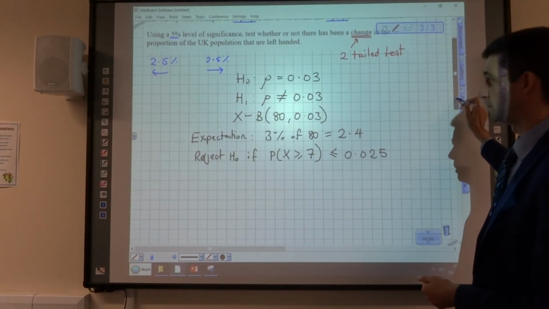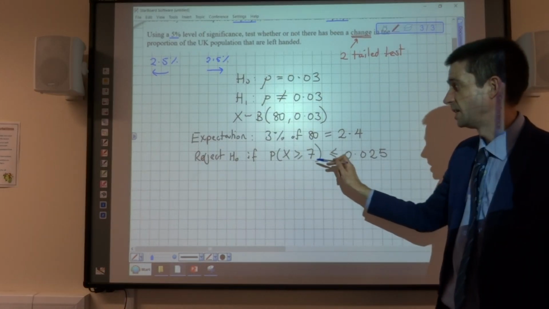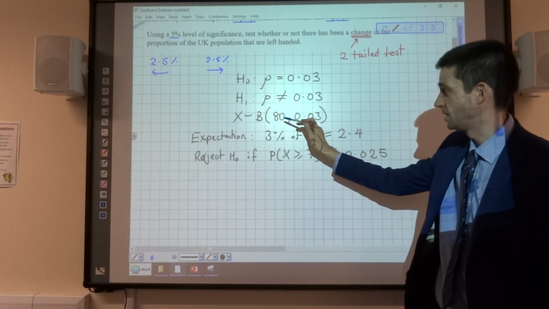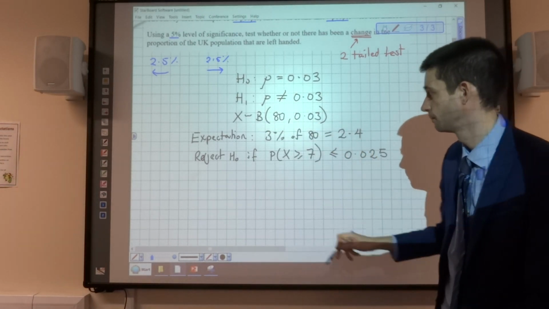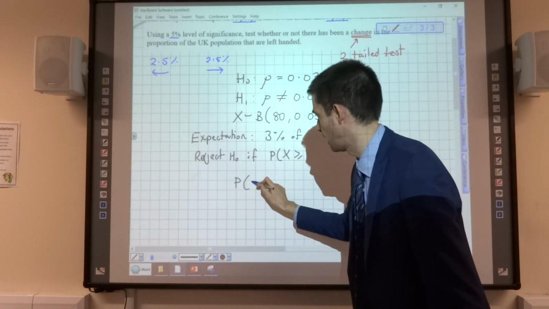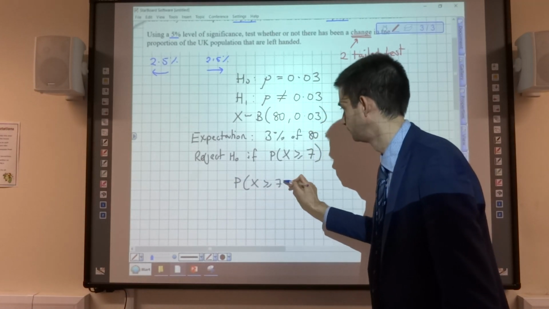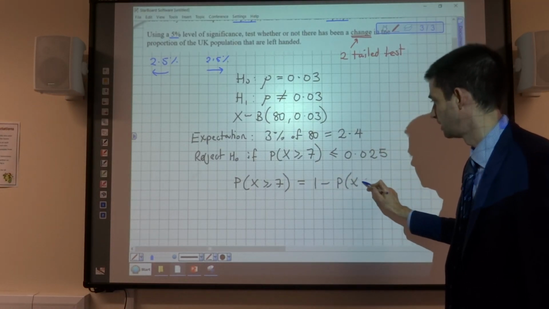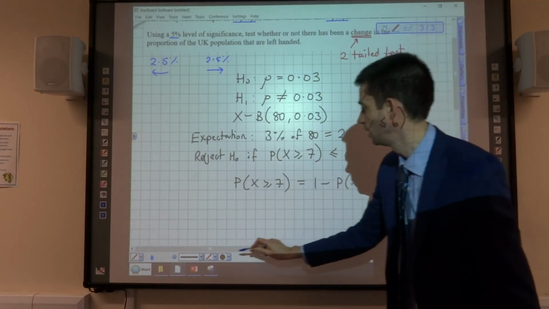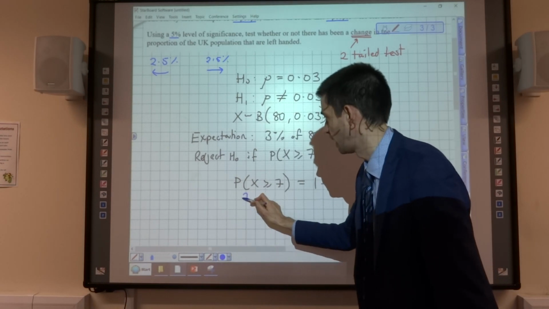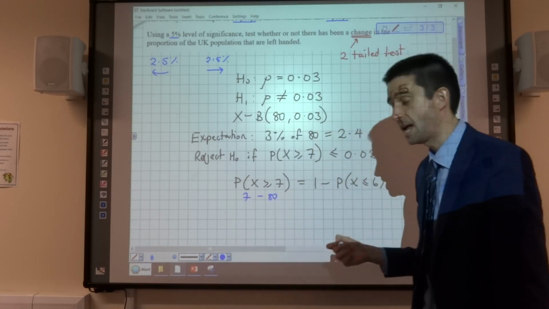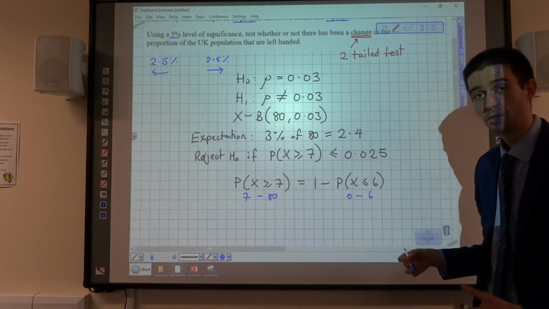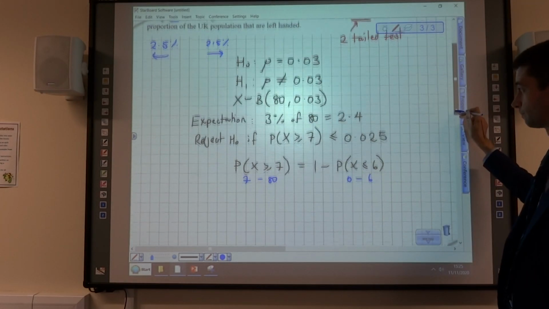So what I'm now going to do is work out the probability that x is greater than or equal to 7 for the binomial distribution 80, 0.03. Now the probability that x is greater than or equal to 7 is going to be 1 minus the probability that x is less than or equal to 6. Because I want the probability of getting any result between 7 and 80, which means I need to take away the probability of getting any result between 0 and 6.